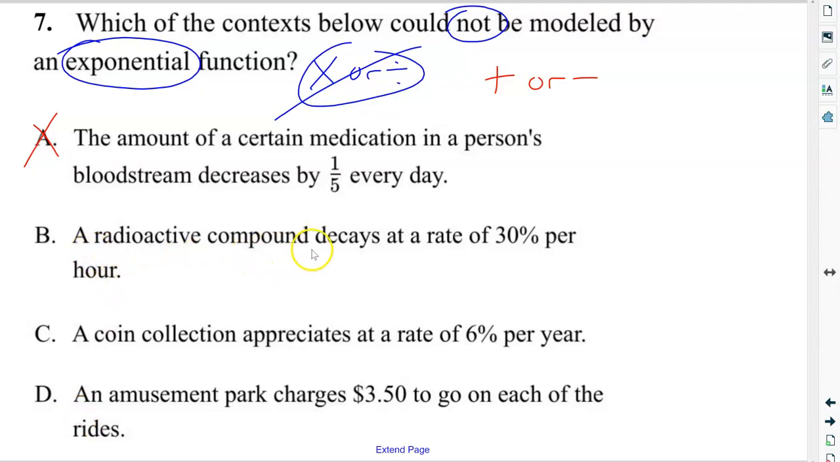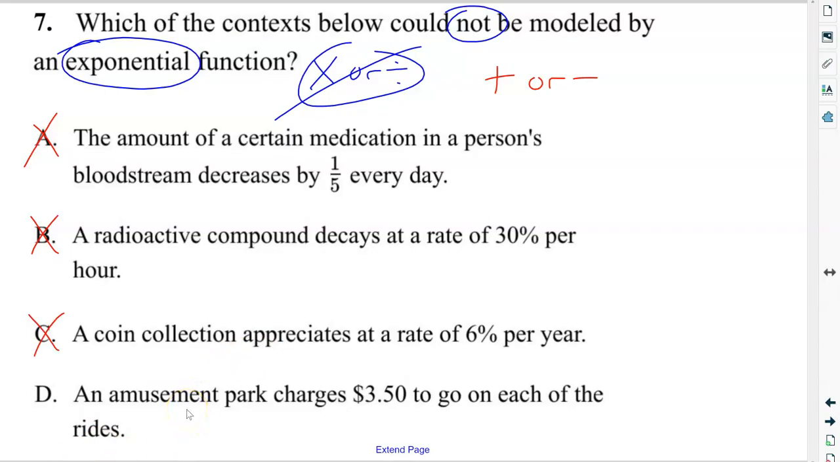A radioactive compound decays at a rate of 30% per hour. 30%, that's where I have to convert it to a decimal. It decays, so you're going to subtract it from 1 and then multiply by that number. So since we're multiplying, that means it's exponential, so not that one either. A coin collection appreciates at a rate of 6% per year. Convert to a decimal, add to 1 this time, but still multiply. This is exponential, so not that one.